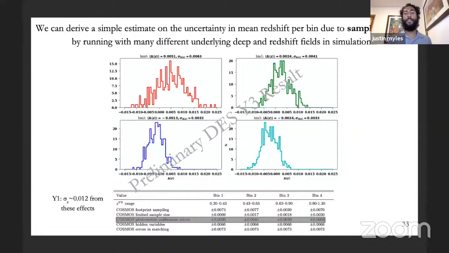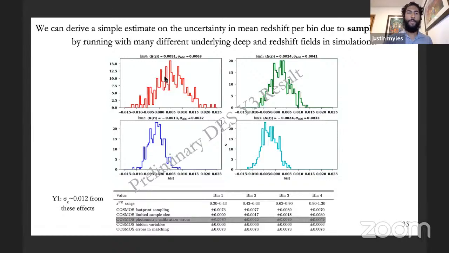Run with many different underlying deep fields in the simulations, and that's what's shown here. Each of the 4 panels represents a tomographic bin. This is a histogram of the difference between the estimated mean redshift in that tomographic bin and the true mean redshift in that tomographic bin. And that forms these distributions. What's changed, again, is where the deep fields are in the sky.